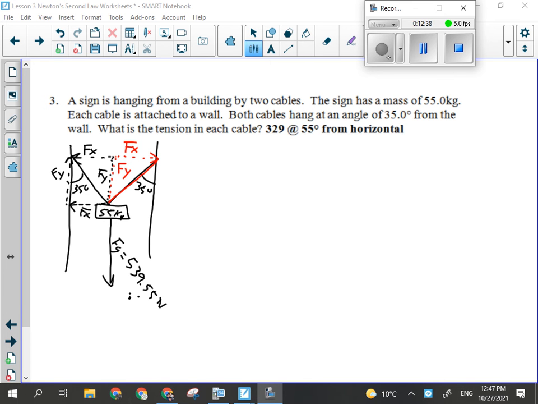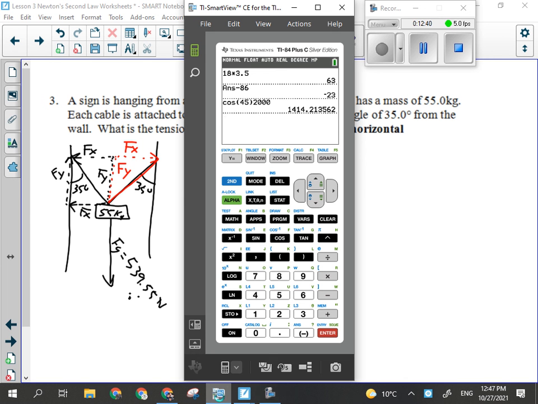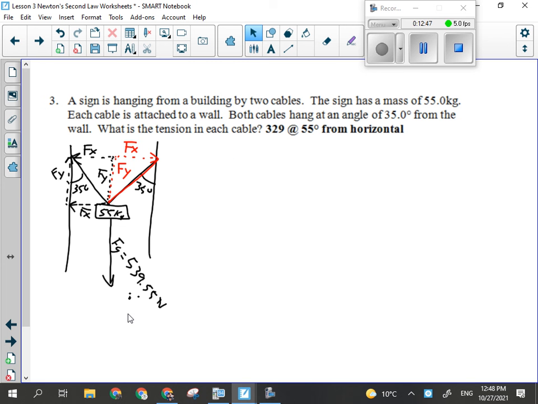So I have to take my 539 and divide it by 2. That is going to be this side, Fy, 269.775.